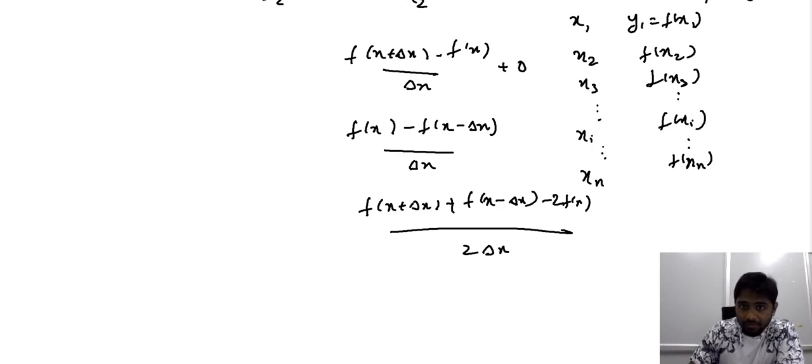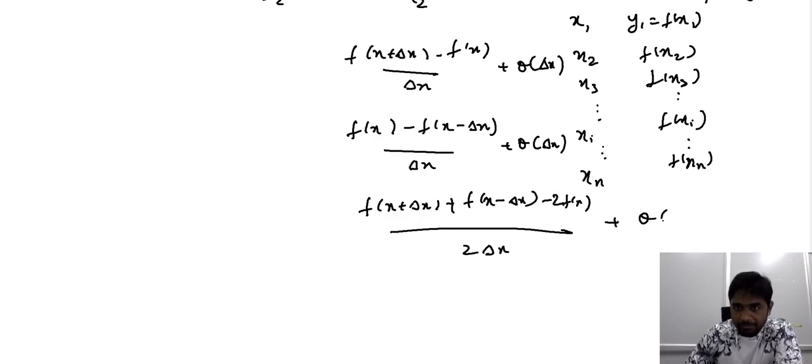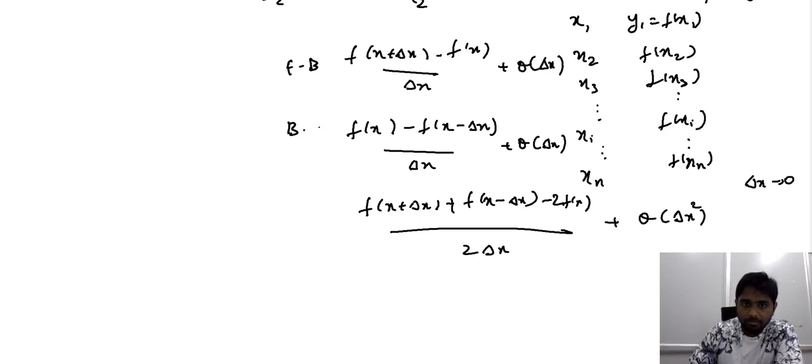In the case of the forward and backward difference, the errors are of the order of delta x. In the case of the central difference, the errors are of the order of delta x square. So when delta x tends to 0, the error associated with the central difference is an order less than the error associated with the forward and backward difference. This is forward difference, backward difference, and this is central difference.